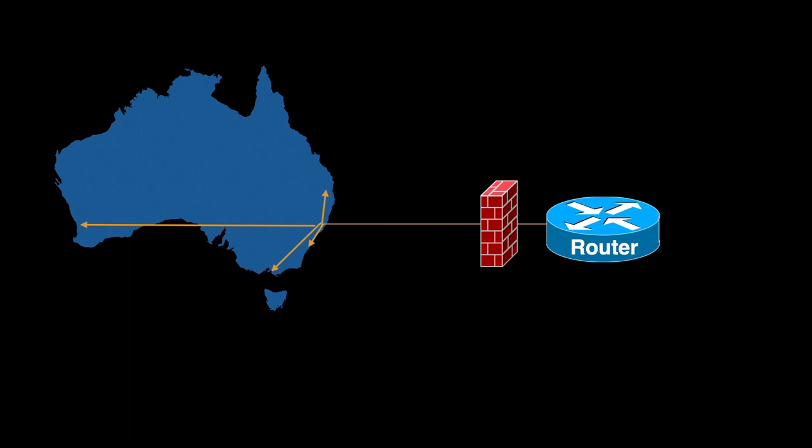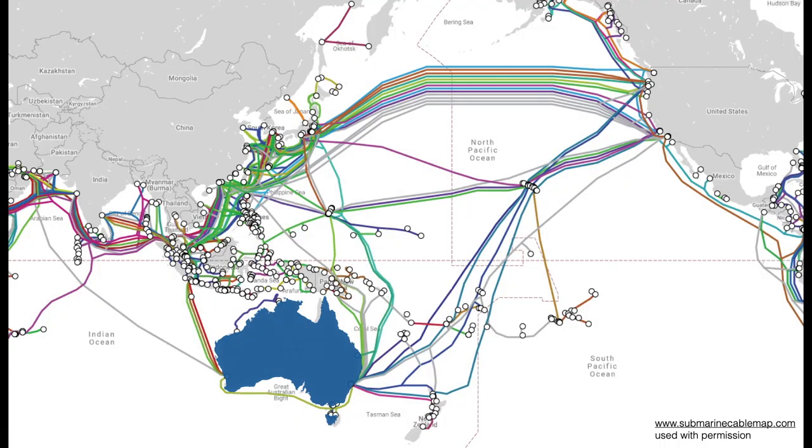Our school's router is connected via the firewall to other routers to form an internet, a network of networks. And on it goes, via a combination of overland and undersea cables, seen here, and satellite connections to connect the world together.